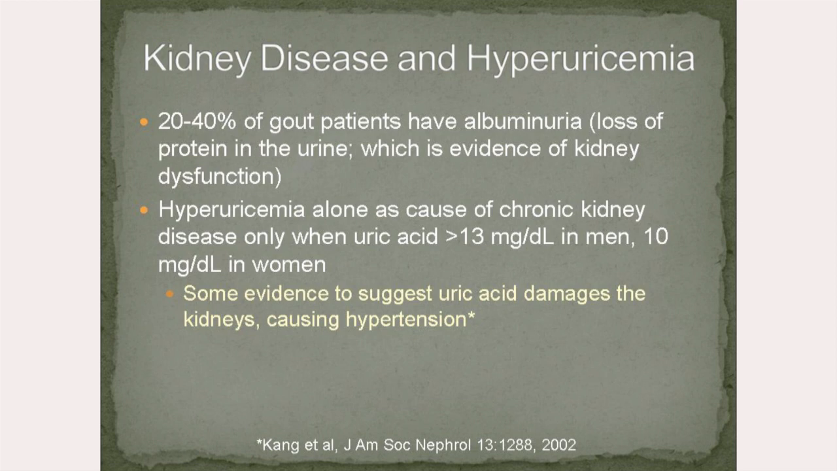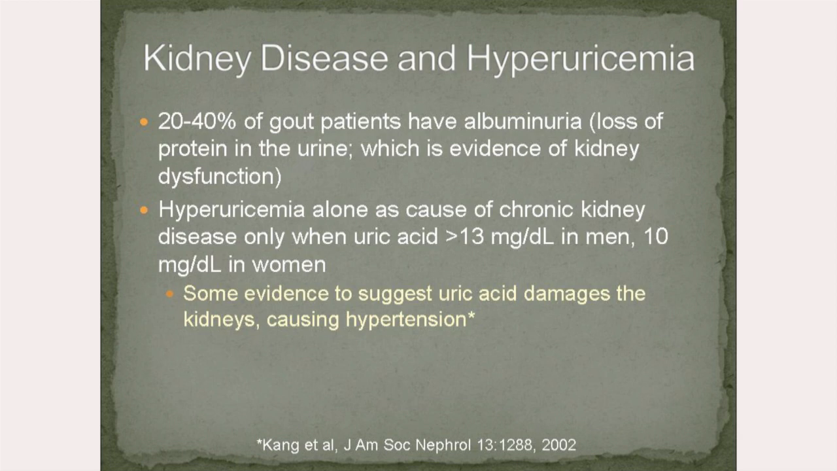So they find that a significant percentage of gout patients lose a little bit of albumin through their kidneys, which is a sign of a little bit of mild damage to the kidneys. This tends to wax and wane. People with gout don't tend to lose mass amounts of protein in their urine or anything like that, but there are little signals that there may be some irritation in the kidney caused by having high uric acid.